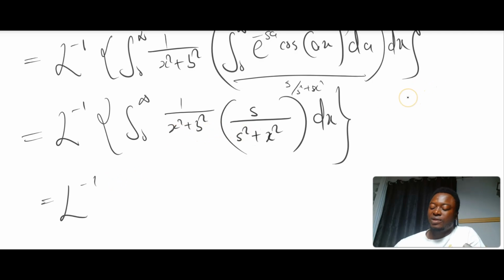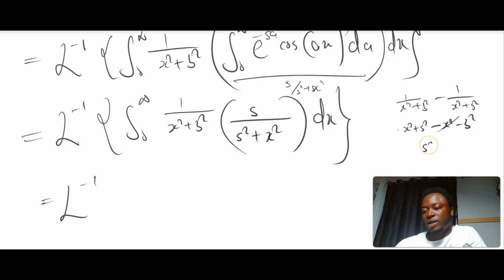I think the best way is to assume you have something like 1 over x squared plus b squared minus 1 over x squared plus s squared. So in this case, you have s squared minus x squared minus b squared. So you get that this is going to be s squared minus b squared. So you will always have an s here, then you have an s squared minus b squared.